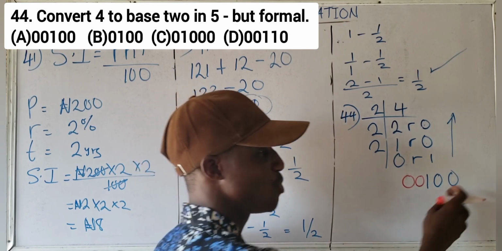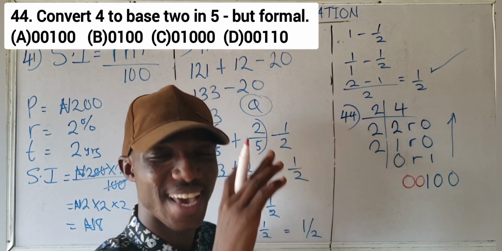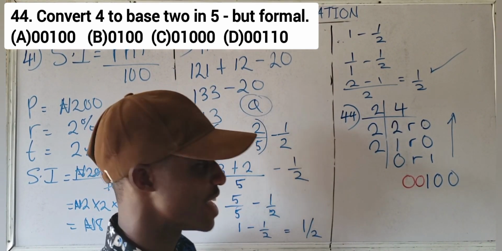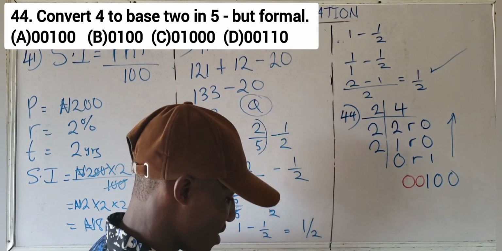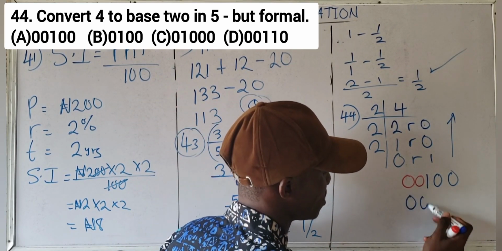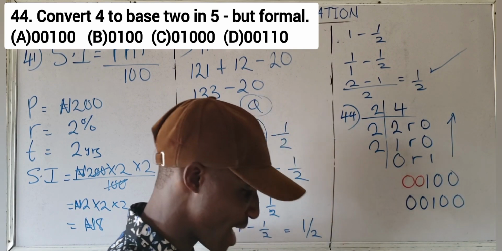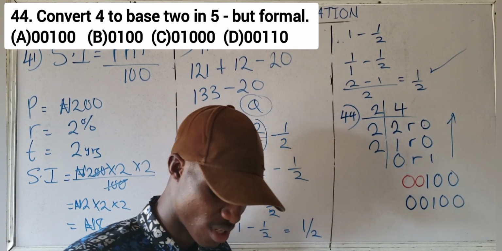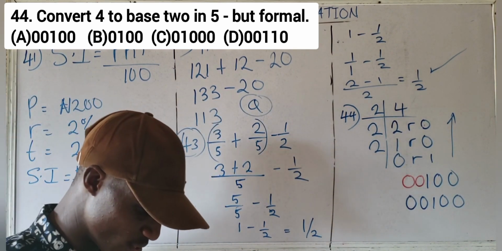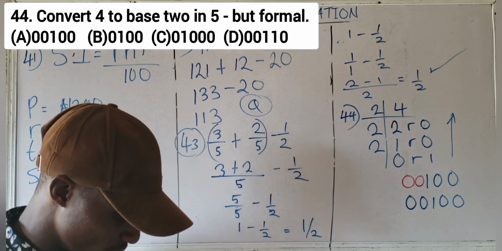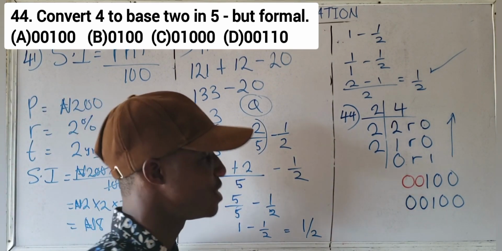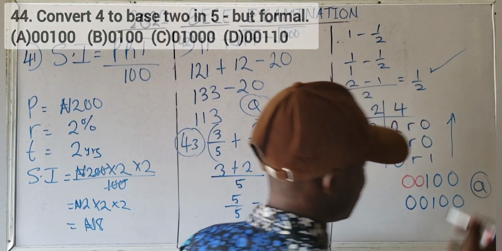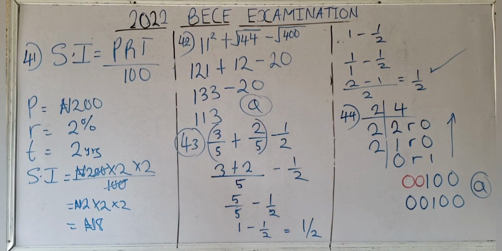Pay attention. I didn't put it here. If you put it here, you're not going to get anything. Okay? They're going to mark you wrong. So you have to put it at the left hand side of your answer. So the answer now becomes 0 0 1 0 0. So let's look at the right option to that question. The right option there is option 0 0 1 0 0. Option A. Option A is correct. That's the correct option to that question.